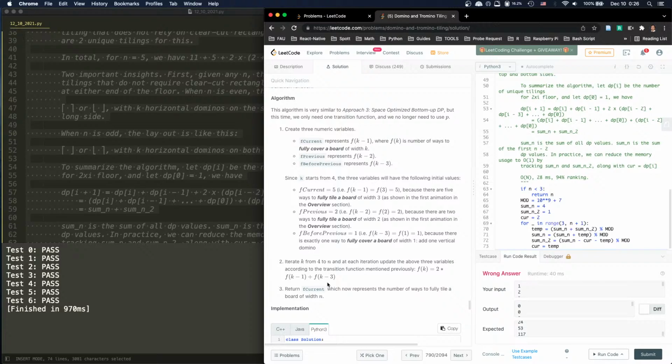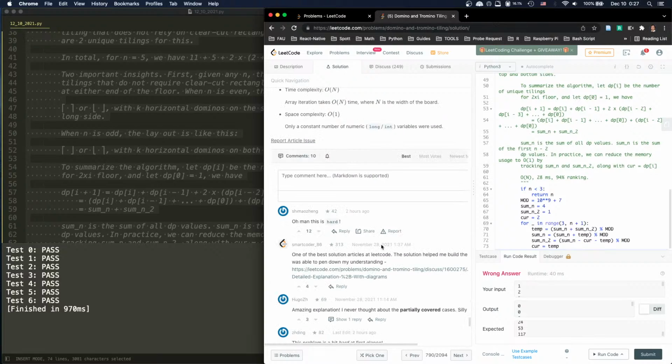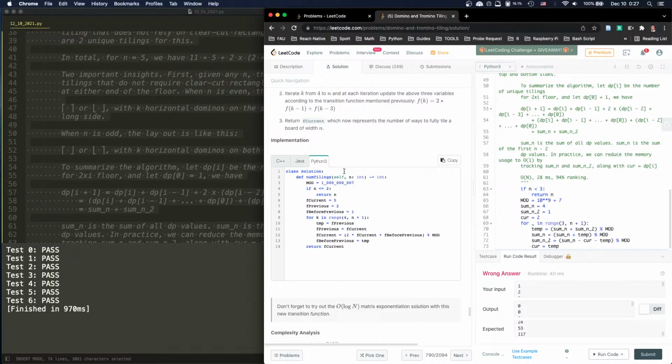Man, this is hard. Yeah, I'm not gonna do matrix exponentiation. Done this in the past, but never really liked this one. But I'm a bit confused on this one. This is the ultimate thing, right? 2 times fk minus 1.